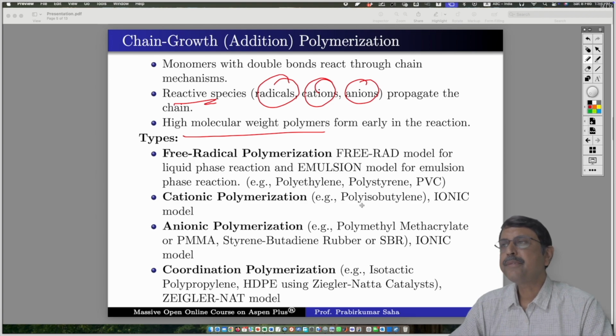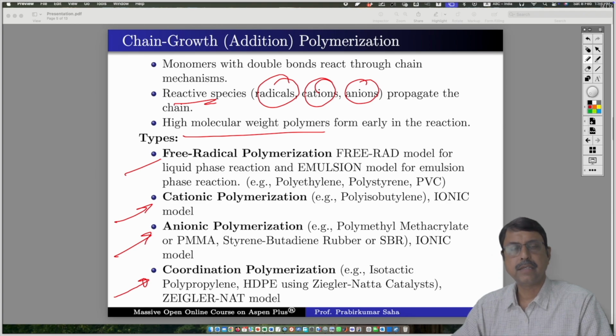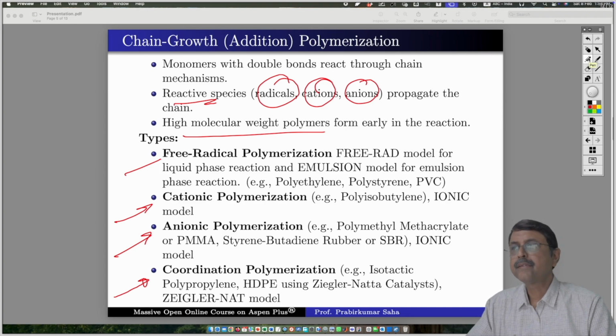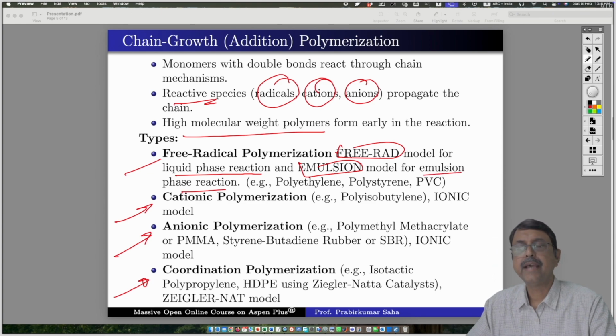Now there are several types of addition polymerization. They are free radical polymerization, cationic and anionic polymerization, and coordination polymerization. In Aspen Plus, the free radical polymerizations are given as free rad model or emulsion model. Free rad model is used in the liquid phase reaction, while emulsion model is used in emulsion phase reaction. The examples are polyethylene, polystyrene, PVC, etc. These are the examples of free radical reaction.